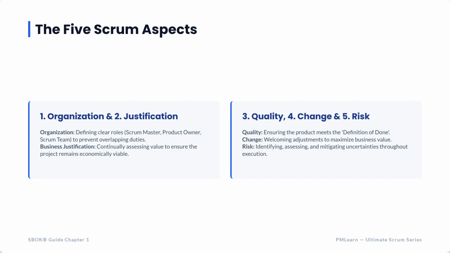While carrying out those principles, you must keep your eye on the 5 Scrum aspects. These are the critical dimensions of any project. On the left, we have organization and business justification. You need clear roles, product owner, Scrum Master, and team, so everyone knows who decides what, and you must maintain a continuous business case to prove the project is still worth the investment. On the right, we have quality, change, and risk.